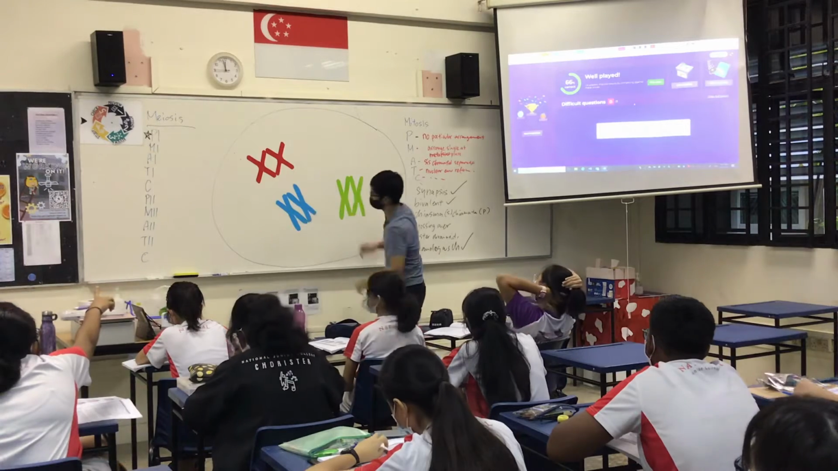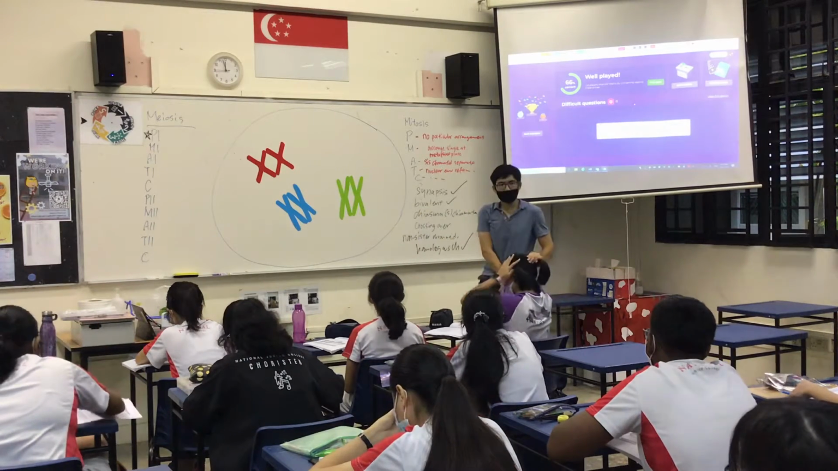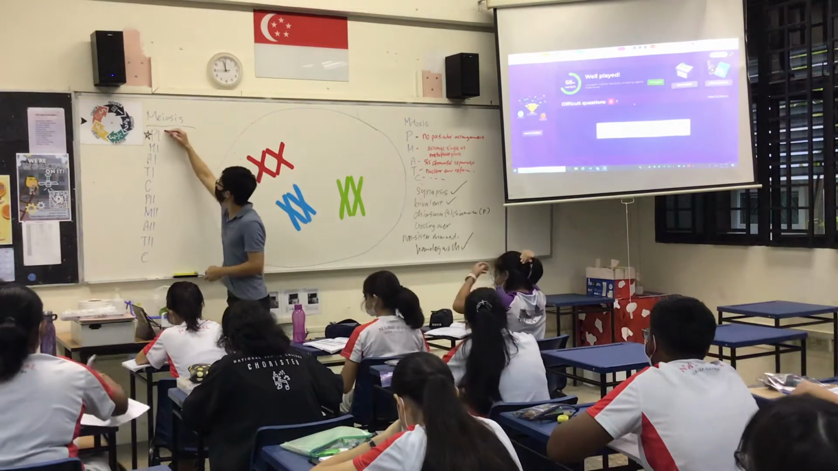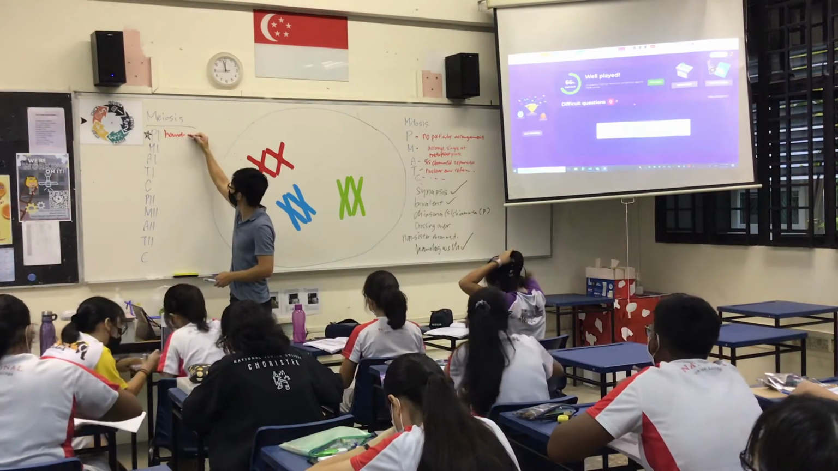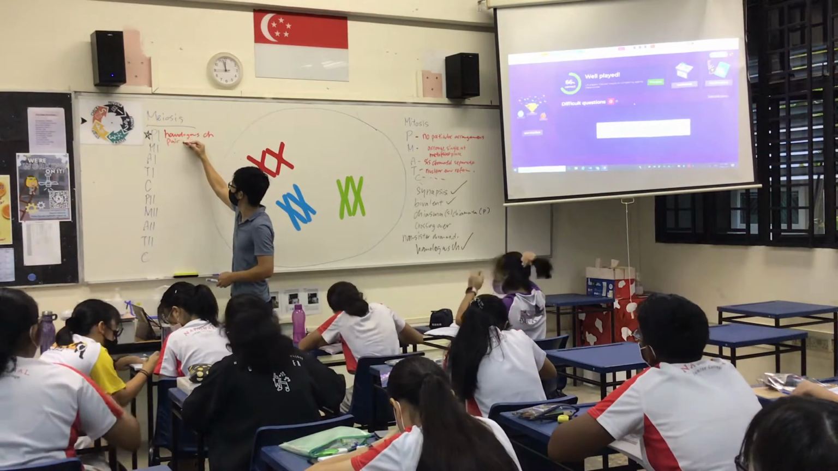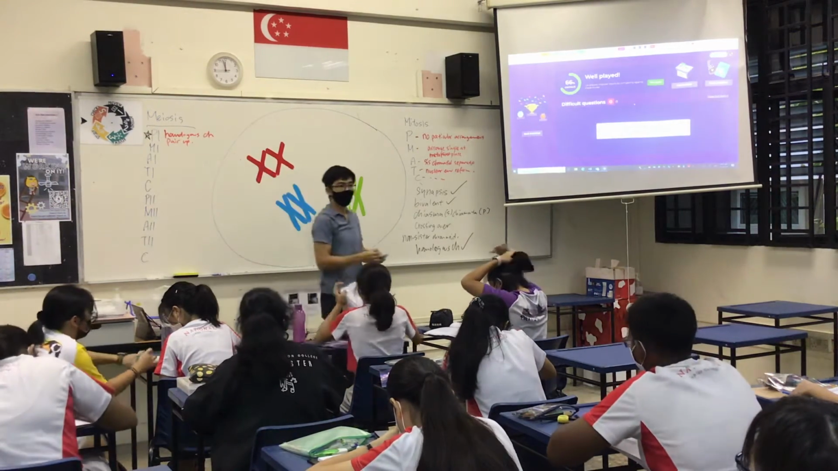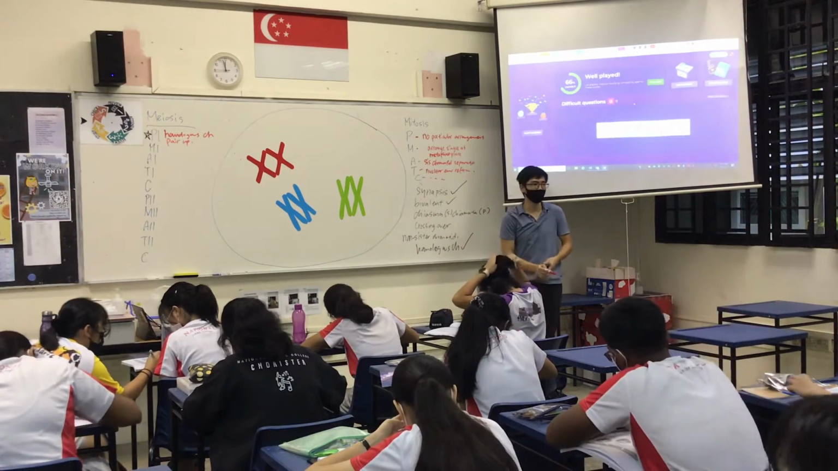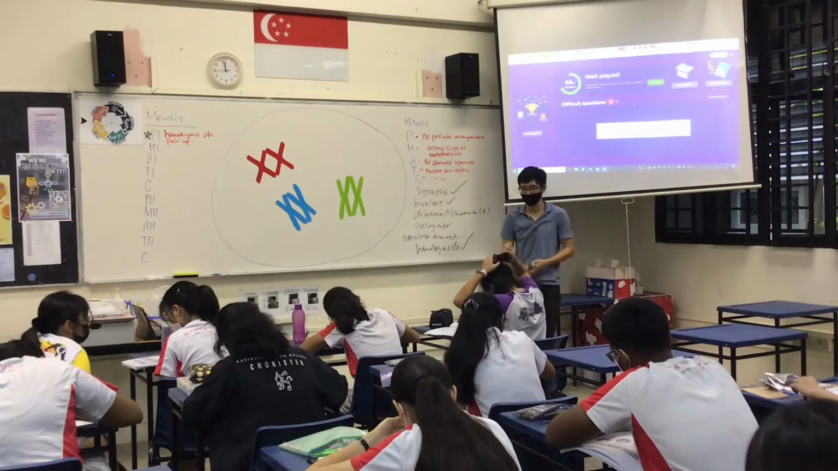And that's difference number one. In prophase 1, homologous chromosomes pair up. We did not see any pairing up in prophase of mitosis. That's one key difference.